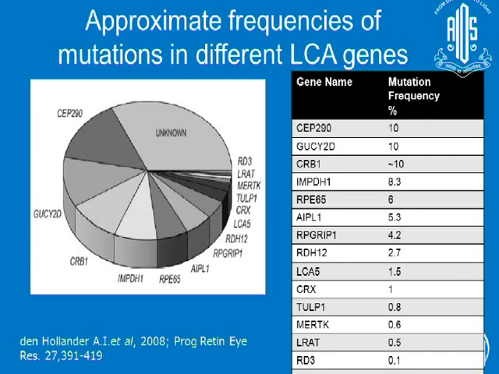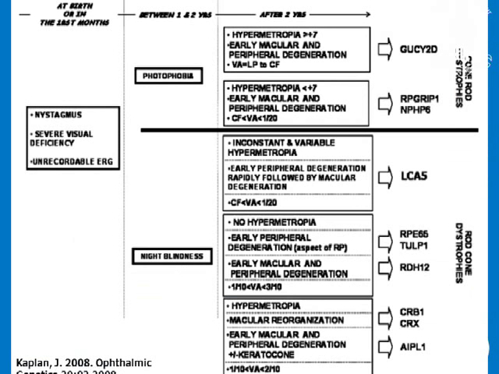This is a pie chart taken from a paper published a few years ago, and it shows you the different genes in LCA and the rough frequency. You can see that a large chunk of them are still unknown. And then you have all these genes, so again there are many different genes. You have the mutation frequencies here. Again, this would vary somewhat from population to population, and these have been described from the West. I think we don't have a very comprehensive database here as yet, but that's ongoing, and hopefully we should have it soon from Indian patients.